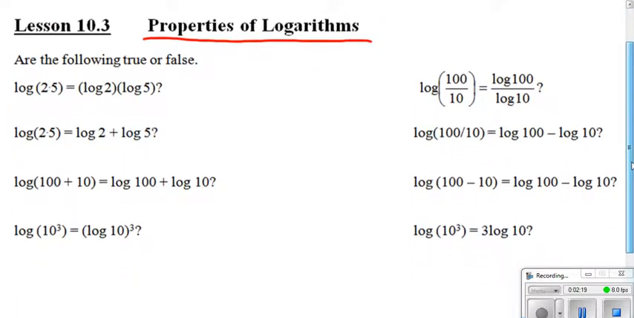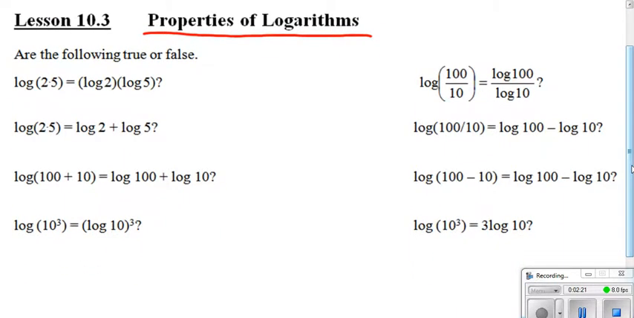So going back to our properties and these true-false statements: is the log of 2 times 5 equal to the log of 2 times the log of 5? Now, quick little lesson here. This is going to come up tomorrow when we're talking about common logs. If we just say log of 2, that's a common log, so it's actually technically log base 10 of 2. If they don't write it, they imply base 10.